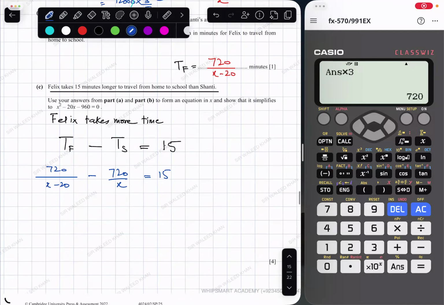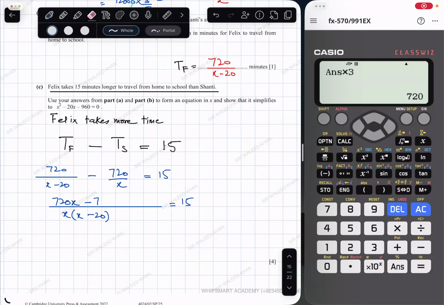Work it out. The denominator is same. x times x minus 20 is equal to 15. This should be 720x. This should be 720x plus 720. Yes, which I did directly.